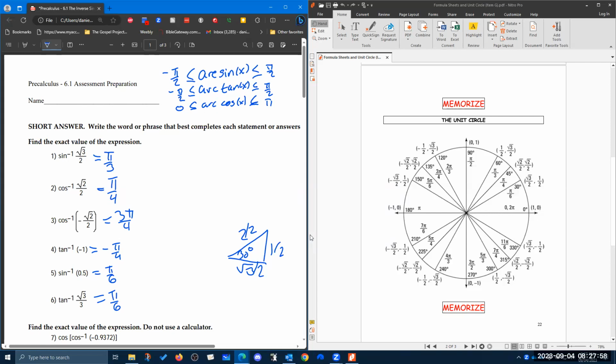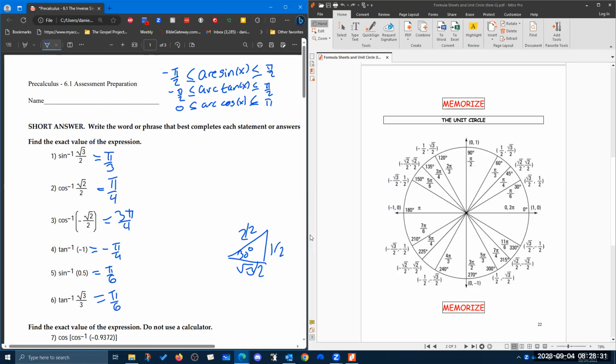Anything that can be expressed as arcsine can be expressed as arccosecant by taking the reciprocal of the thing that's on the inside and changing the function. Anything that can be expressed as arctangent can be expressed as arccotangent by taking the reciprocal of the argument on the inside and changing the function. And anything that can be expressed as arccosine can be expressed as arcsecant by taking the reciprocal of the argument that's on the inside.